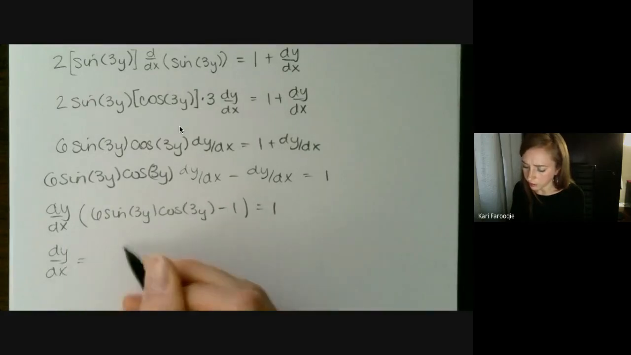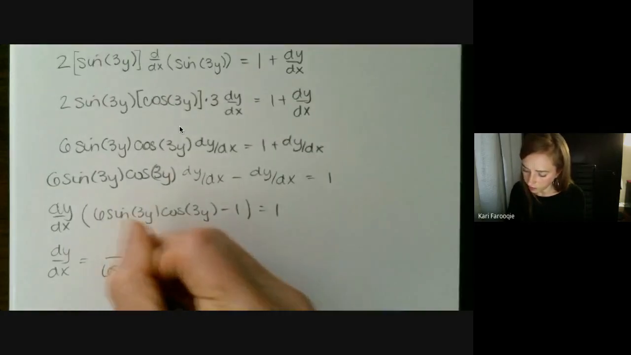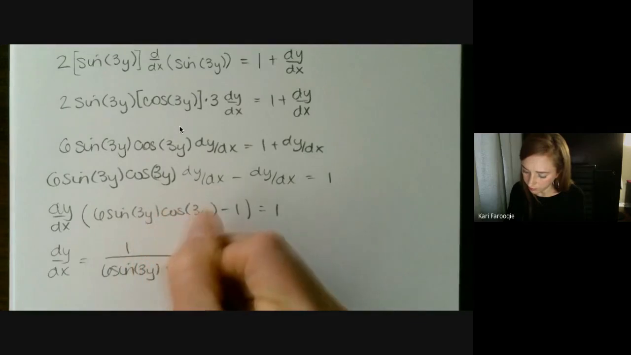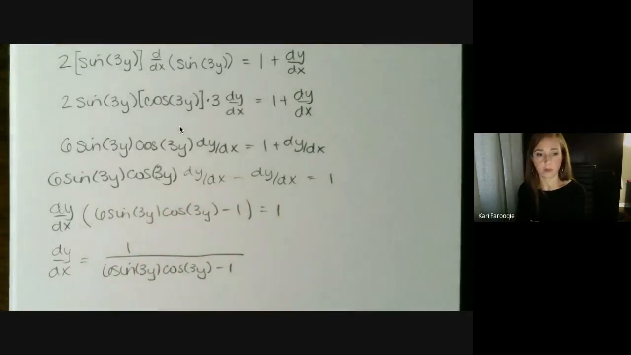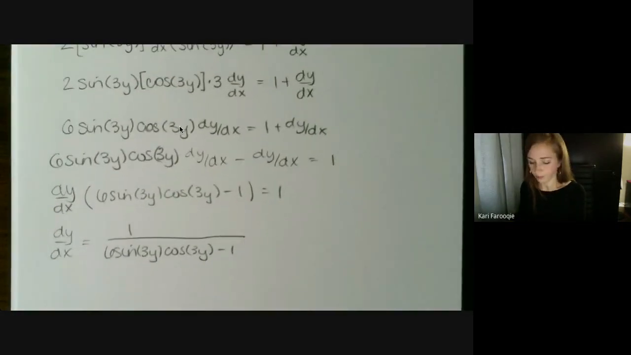dy dx is 1 divided by 6 sine 3y cos 3y minus 1. Now we have some work to do here.